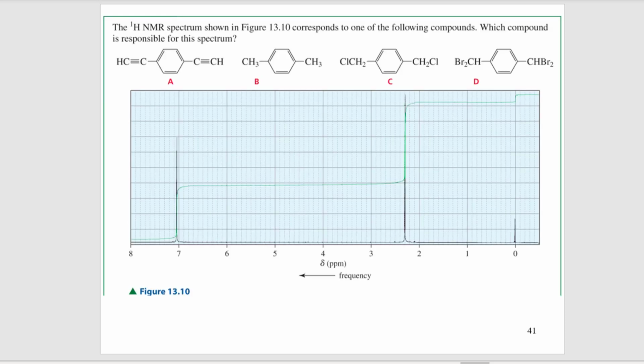You can also practice this one. Here's an NMR spectrum, and I've given you 4 molecules up at the top. Using integration, using number of signals, using parts per million chemical shift, which one is likely to be represented by this NMR?